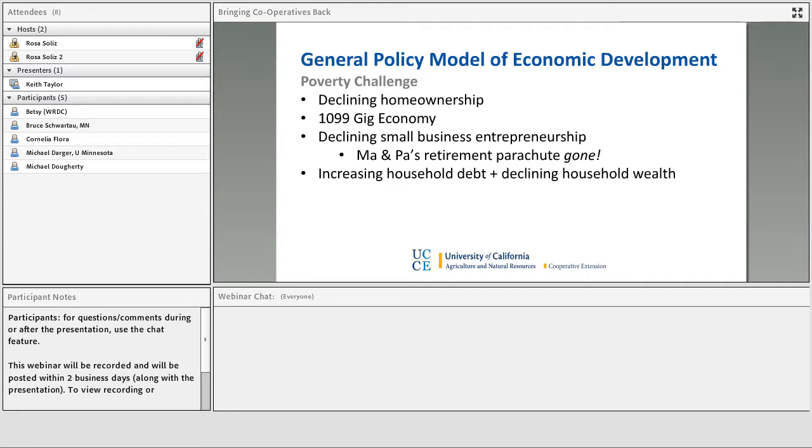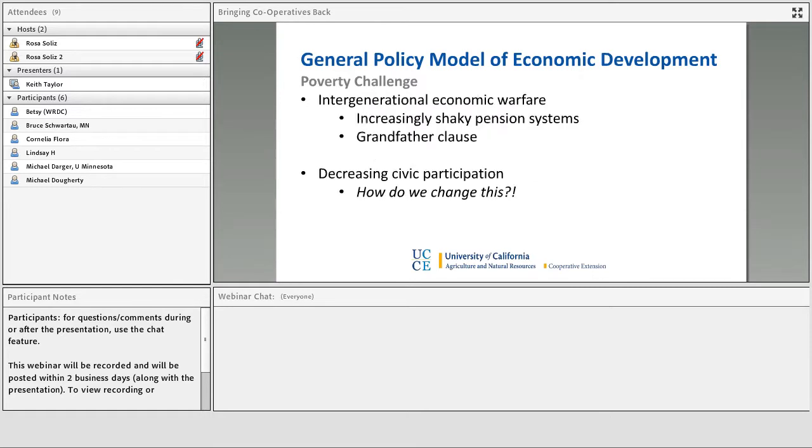You're seeing rural communities where the mom and pa enterprises just aren't able to survive. Amazon is out competing them. In some instances, you just have a smaller consumer base in order to support them. And then with that, you're seeing increasing household debt and declining household wealth. I can tell you that as a recent university graduate, it's difficult when you get out with a lot of student loan debt and you don't have much in savings. This is endemic. Next slide.